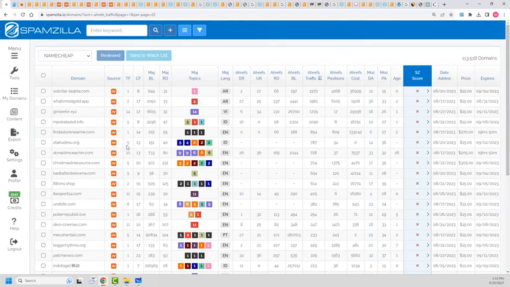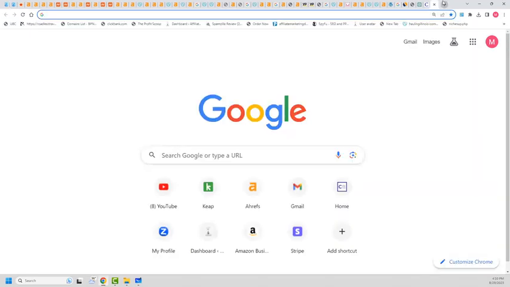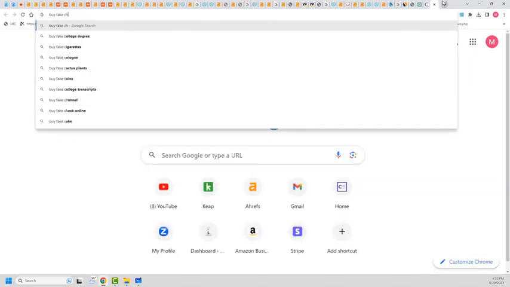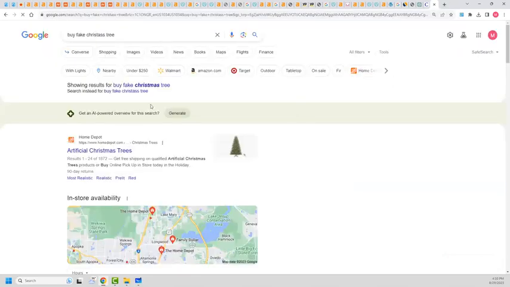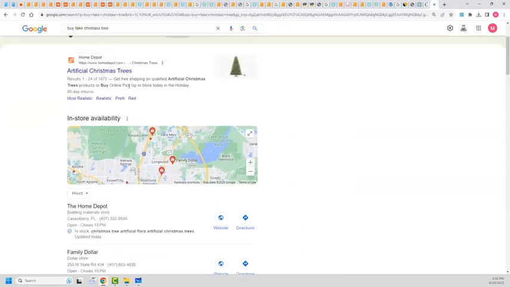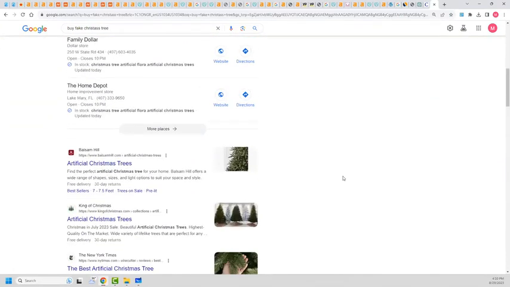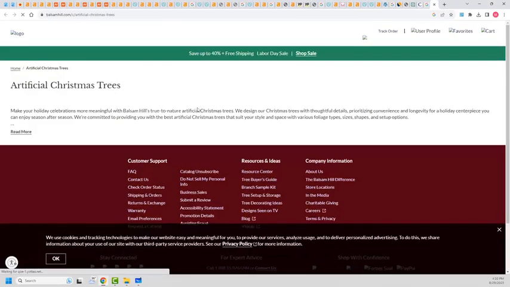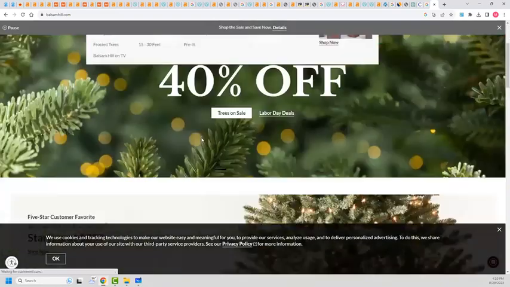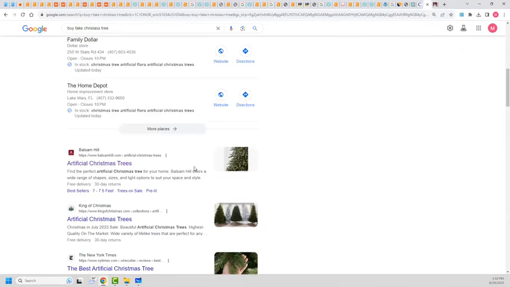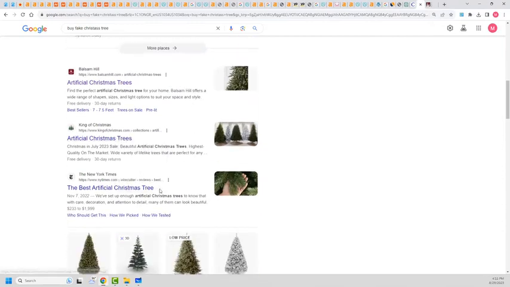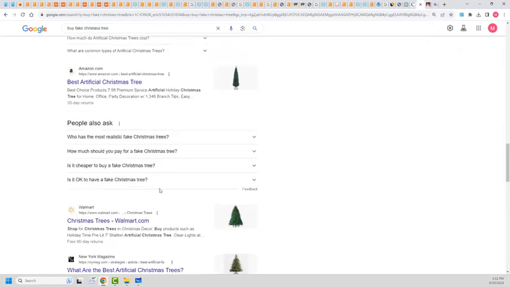The business potential? Well, like Christmas trees, okay. What's out there? Let's do buy fake Christmas tree. Okay, so let's take a look. You got Home Depot. You got Balsam Hill. Let's see if this is just a tree guy. Okay, this is fall decor, mostly trees. So we're going to put that in a maybe pile. Okay, Kingdom of Christmas. What I'm looking for is just a tree site.